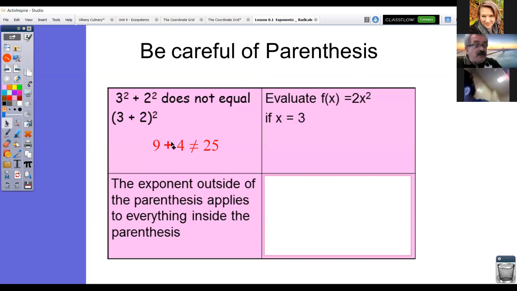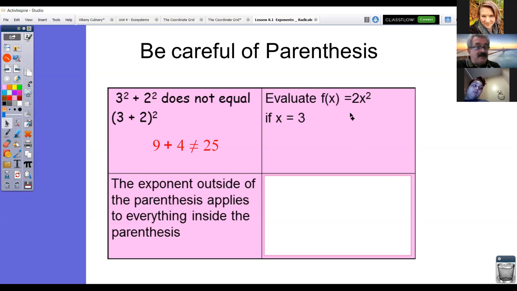Okay, one thing I want to make sure you understand, and again, we'll go over this again, because this exponent is on the outside of the parenthesis, what that means is you're going to do inside the parenthesis first. So 3 plus 2 is 5, 5 squared, okay, which is 25. 3 squared plus 2 squared, the exponents are just going to apply to those numbers. So 3 squared is 9, 2 squared is 4. When we add those together, 13, 13 definitely does not equal 25. Okay?